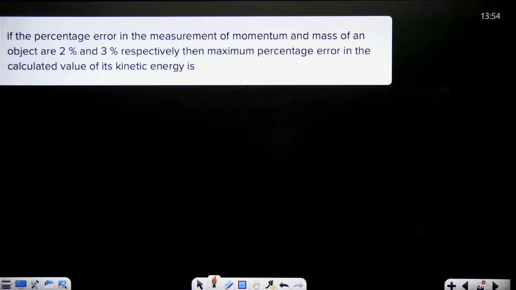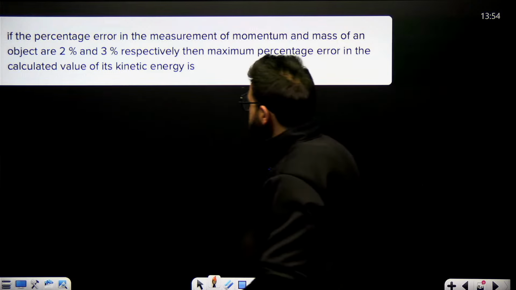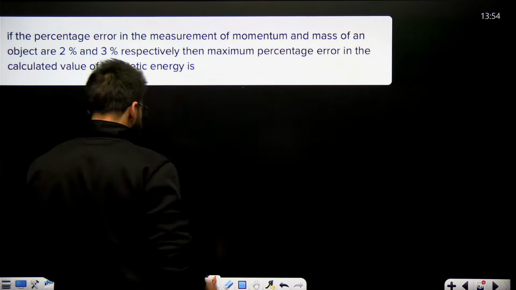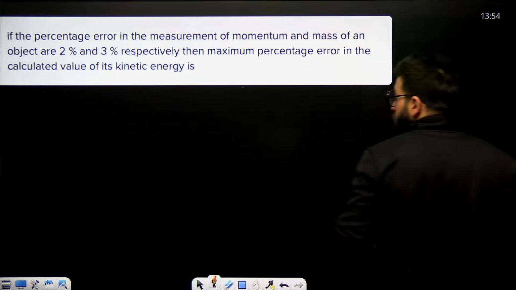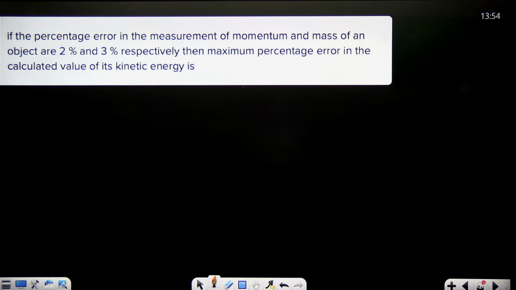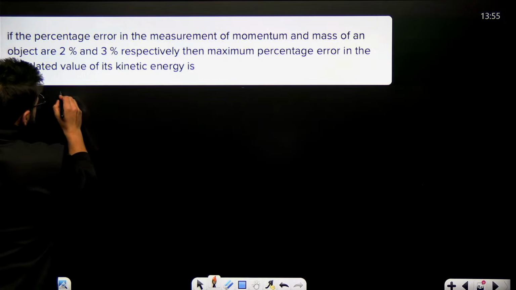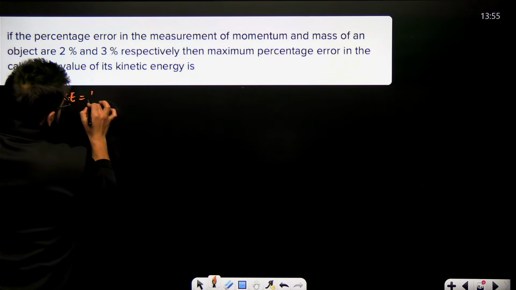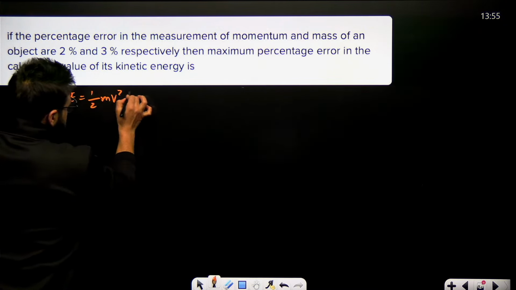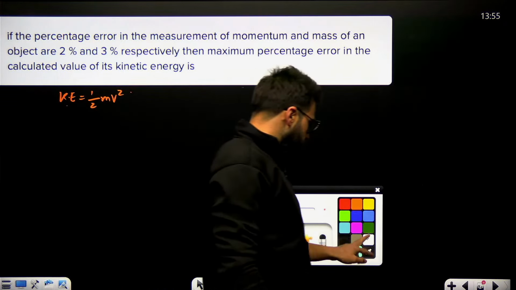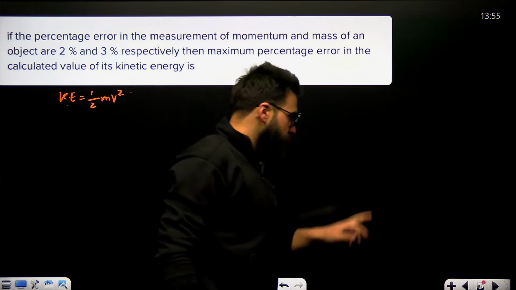If the percentage errors in the measurement of momentum and mass of an object are 2% and 3% respectively, then the percentage error in the calculated value of its kinetic energy is what? You have to find the percentage error in the kinetic energy. Guys, listen to me very carefully. Kinetic energy is equal to 1 by 2 mv square.